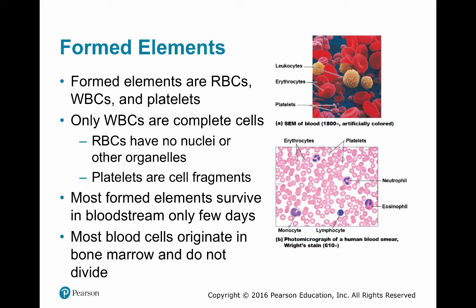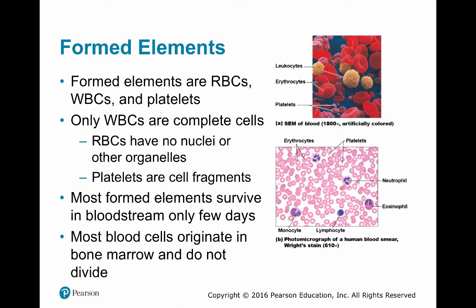Now let's talk about the formed elements within the blood. You can see on here in this picture all the leukocytes, the platelets, and erythrocytes. There are 3 types of overall formed elements. Only leukocytes, or white blood cells, are actually complete cells. As we talked about in class, red blood cells don't have any nucleus or other organelles. Platelets are just cell fragments. So the only complete cells are white blood cells, and you can see the nucleus in all of these because those are the dark stained areas.